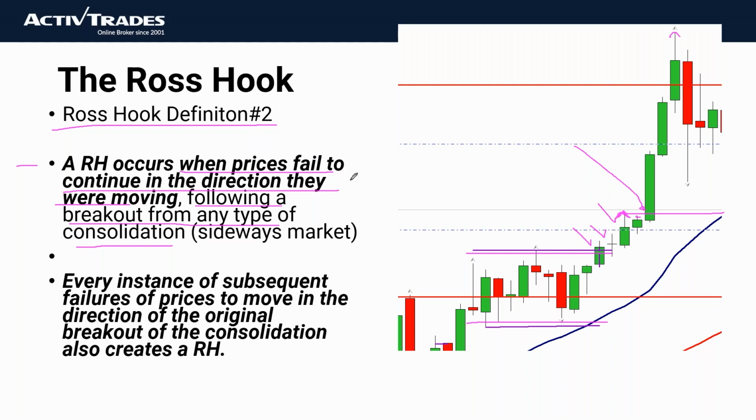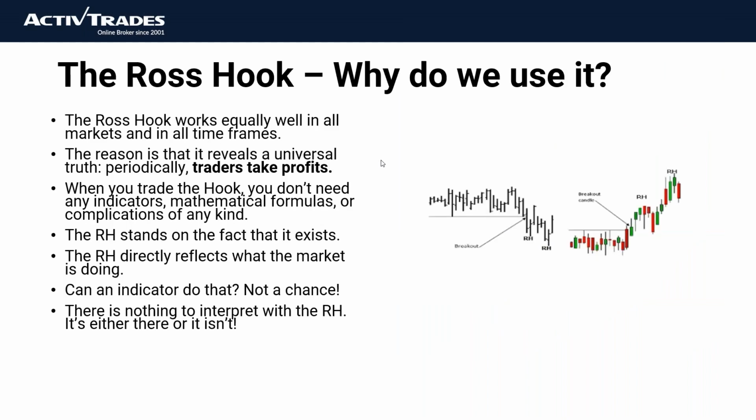But that's it. When price fails to continue in the direction it was moving following a breakout from any type of consolidation, that's what we're looking for. Those are the definitions of a particular Ross hook. And as it says, every instance of subsequent failures of price to move in the direction of the original breakout also creates a Ross hook. There's not one in this particular case, but that's the main one that we saw there. So that's what a Ross hook is.